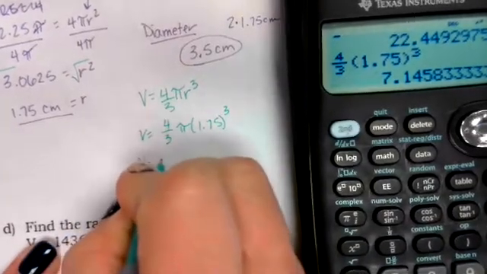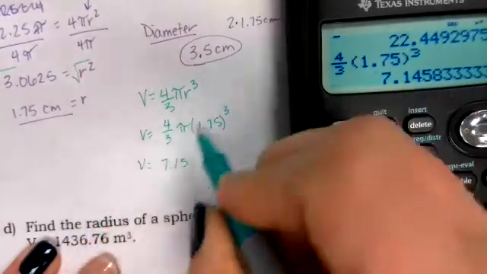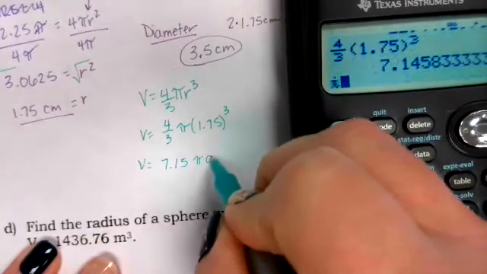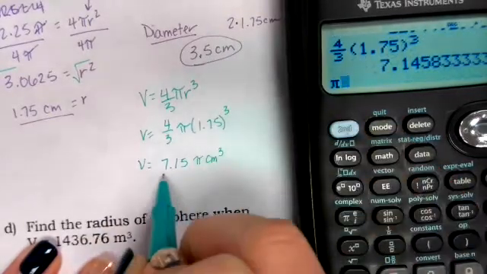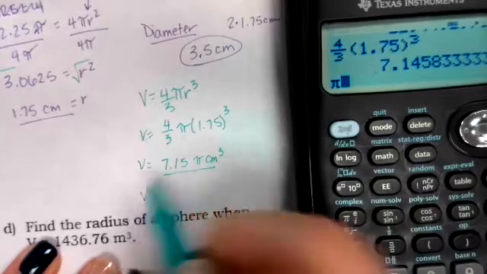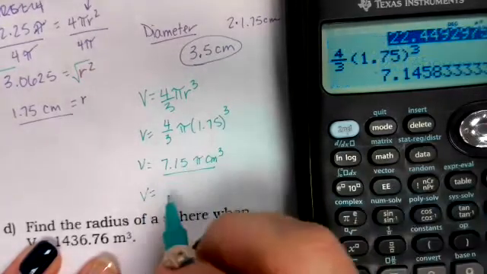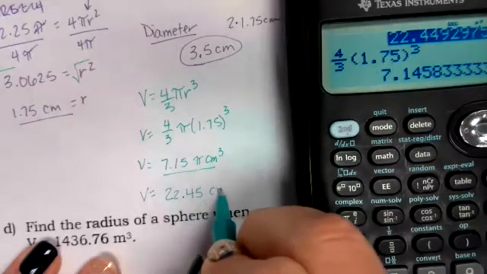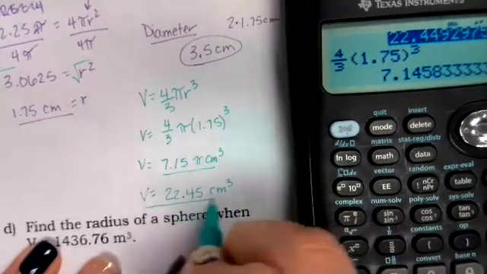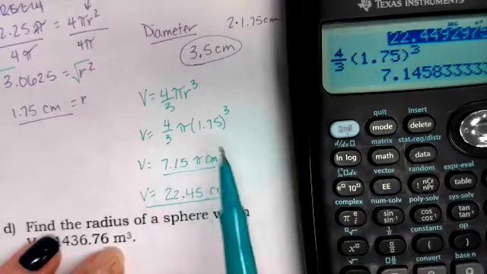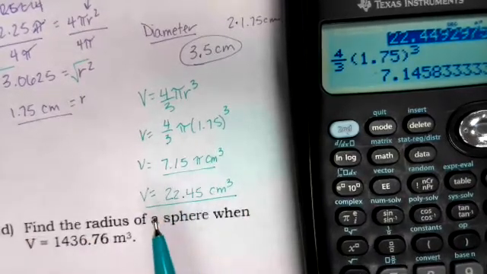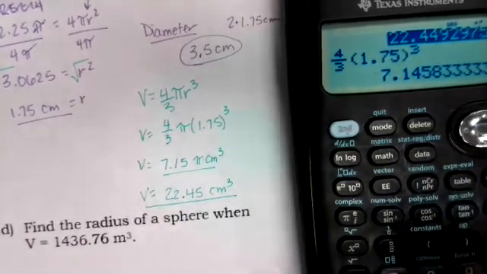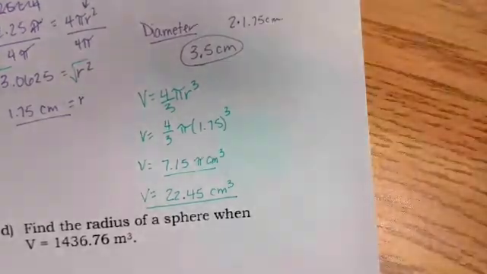So I like the 7.15 pi centimeters cubed as an answer. But we can also, I missed it up here, 22.45 centimeters cubed. All right, so if you have crazy decimals, with the pi, without the pi, you can solve it either way. All right, you're going to see some of these problems.